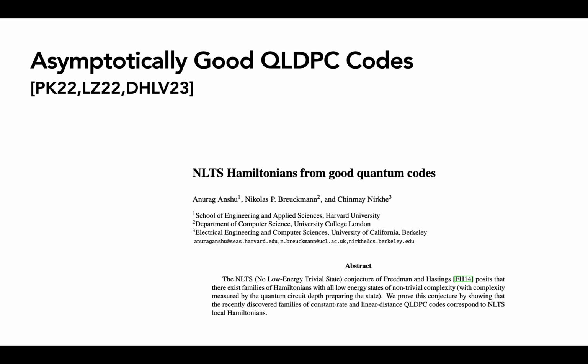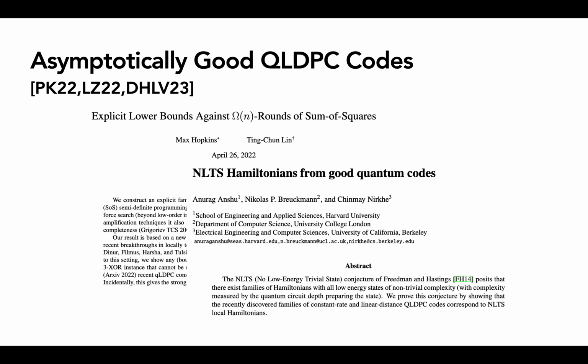quantum complexity theory. And even before that, there was another breakthrough in complexity theory, this time in classical complexity theory, in which Hopkins and Lin gave the first explicit lower bounds against a linear number of levels of the sum of squares semidefinite programming hierarchy. And specifically against the ability of this hierarchy to solve a certain approximation problem, a certain optimization problem.